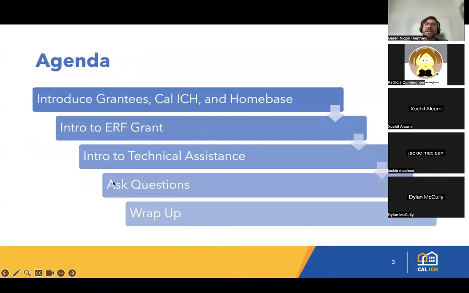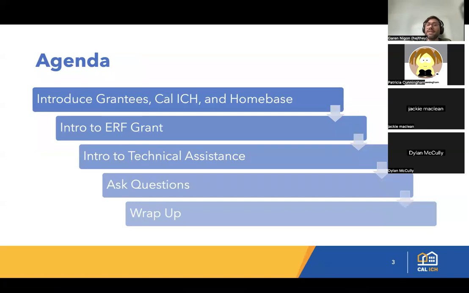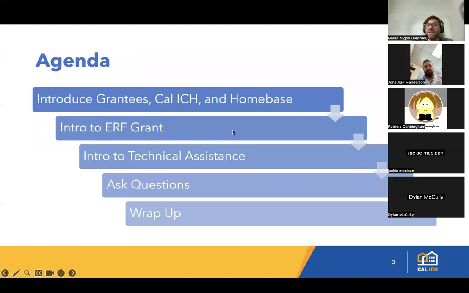Just a brief agenda for us today. We're going to start by asking you all to introduce yourselves in the chat box. We are going to introduce ourselves from Cal ICH and from Homebase. Cal ICH is going to give us an introduction to the ERF grant, some of the requirements and deadlines associated with it. I'm going to give you all an introduction to technical assistance opportunities that we have available for you. You'll be able to ask us some questions and then we'll wrap up.